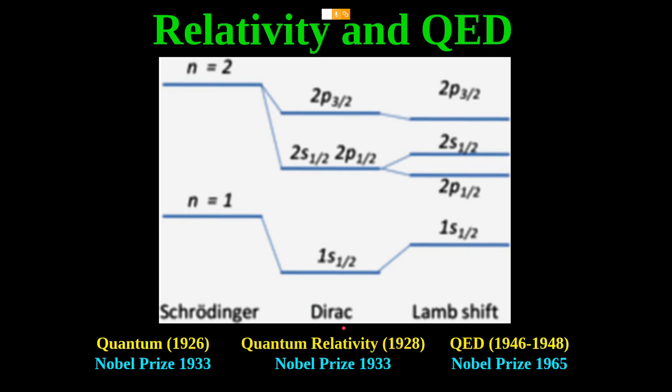The Dirac equation was actually arrived at by Erwin Schrödinger before he arrived at the Schrödinger equation. So maybe 1925 or something like that. Erwin Schrödinger actually arrived at the Dirac equation, but he abandoned it because he said, I can't solve this for more than one electron. This is useless. I'm going to try something else.